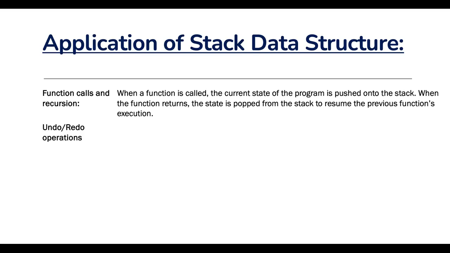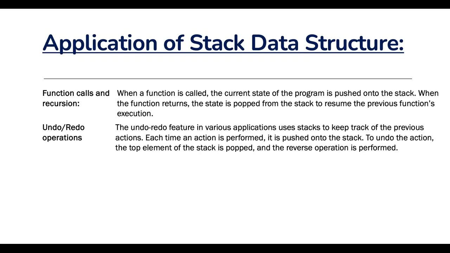The next use of the stack data structure, or stack class, is the undo and redo operation. If you're writing something and you have deleted something by mistake, and you want to undo or redo it, how does this operation happen? The undo redo feature in various applications uses a stack to keep track of previous actions. Each time an action is performed, it is pushed onto the stack, and to undo the action, the top element of the stack is popped and the earlier operation is reversed. So the undo redo operation is also performed with the help of the stack.